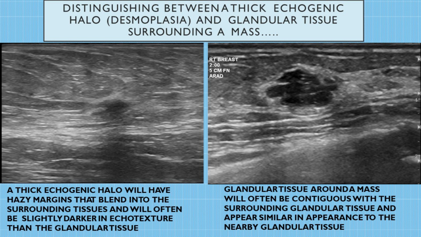Why is it important to establish if something is a thick echogenic halo, which is our desmoplastic reaction, versus glandular tissue surrounding a mass? The importance of this is the desmoplastic reaction is part of that mass and should be included in the measurements of the mass, where normal glandular tissue surrounding a mass is not part of the mass. It's just part of the normal glandular tissue layer, and that should be excluded from the measurements of the mass.